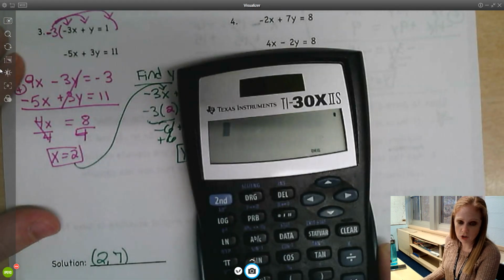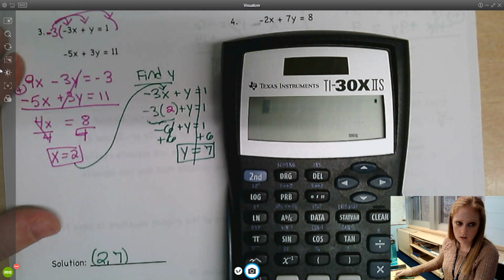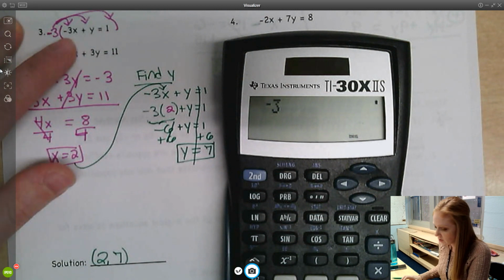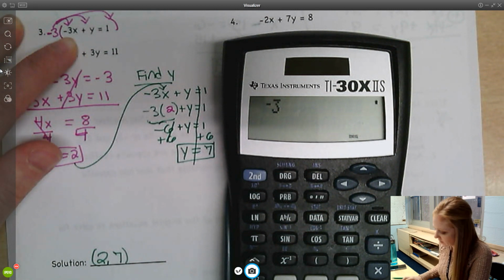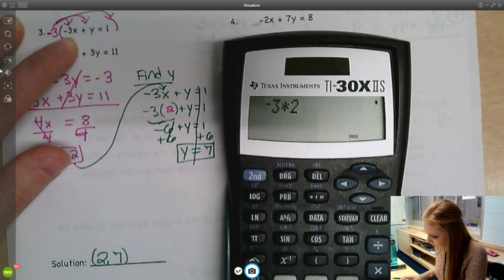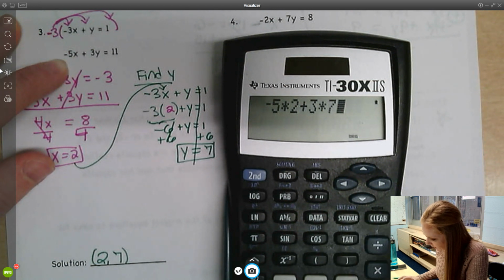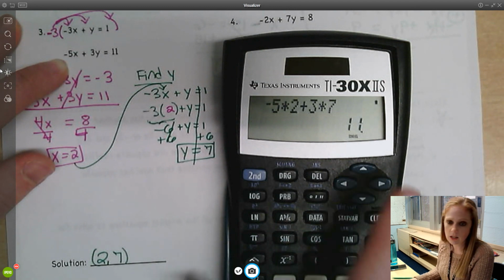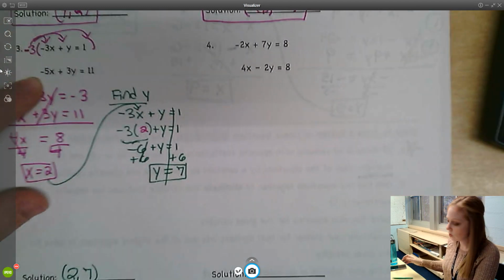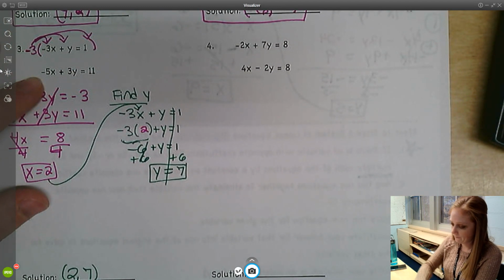To check it, I'm going to check it in the calculator again. The first equation is negative 3 times x, so negative 3 times 2 plus y, so plus 7, has to equal 1, and it does. Next equation is negative 5 times x, so negative 5 times 2 plus 3 times y, so 3 times 7, should equal 11, and it does. Awesome. These longer ones, I definitely recommend that you check.